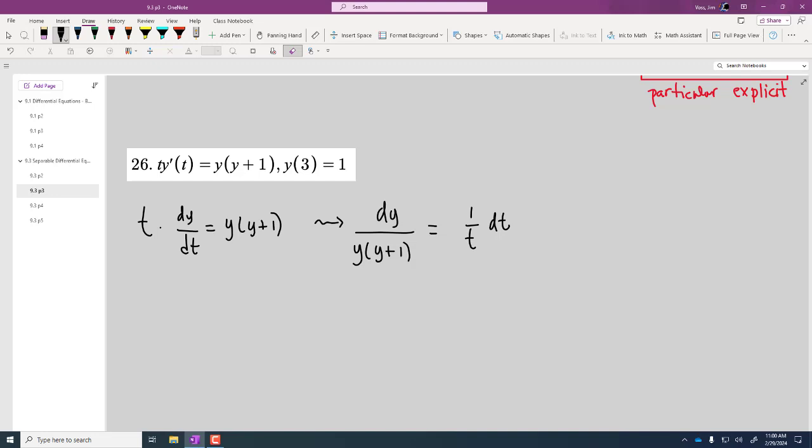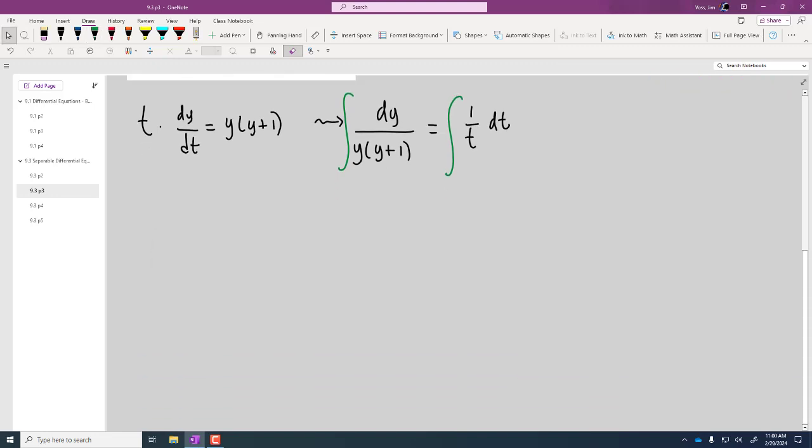That look okay? So it is now separated. We've got y's with the y differential on the left. We've got t's with the t differential on the right. We're ready to integrate, so we will integrate both sides. What technique are we going to use for the left? Partial fraction decomp, right? So with partial fraction decomp, we're going to take 1 over y times y plus 1, and we want to rewrite that. We want to break away those two factors. We want to split those two factors up.